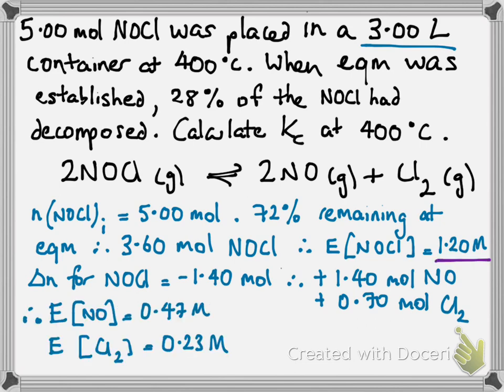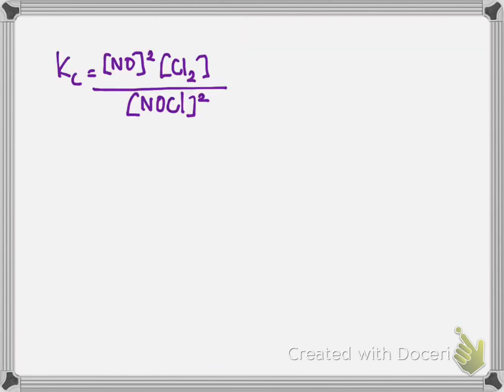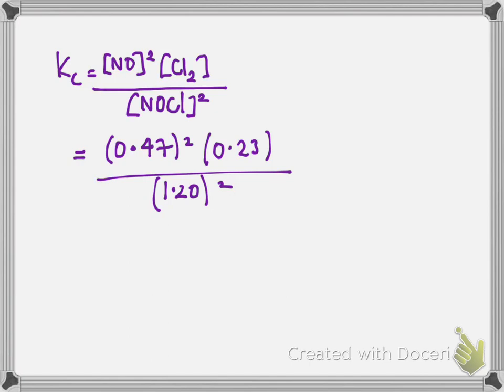Because these were originally 0, all I have to do is divide 1.4 and 0.7 by 3 to get their equilibrium concentrations. And these are the numbers that we're going to need to enter into the K expression. So there's the K expression, NO2 squared times chlorine divided by N2O4 squared. Put these numbers in, and there's the answer. Two significant figures, and it's molar.